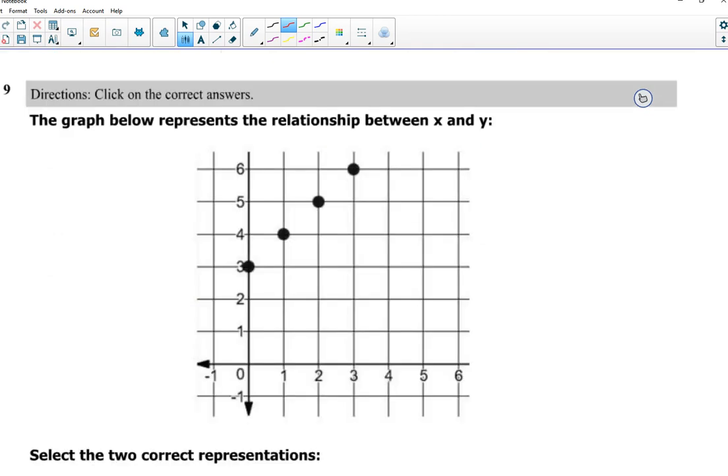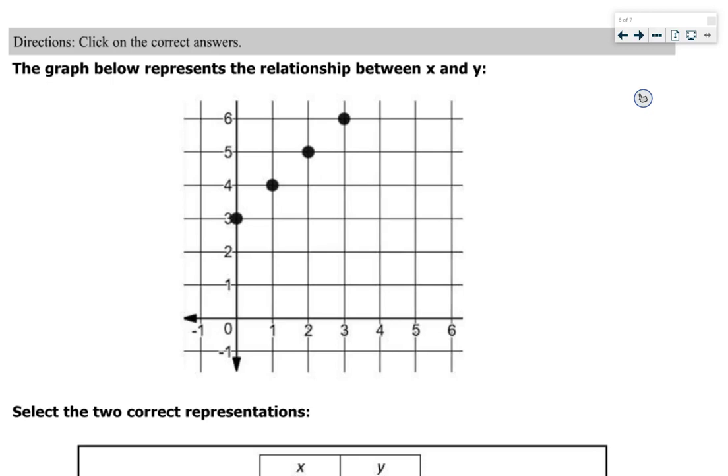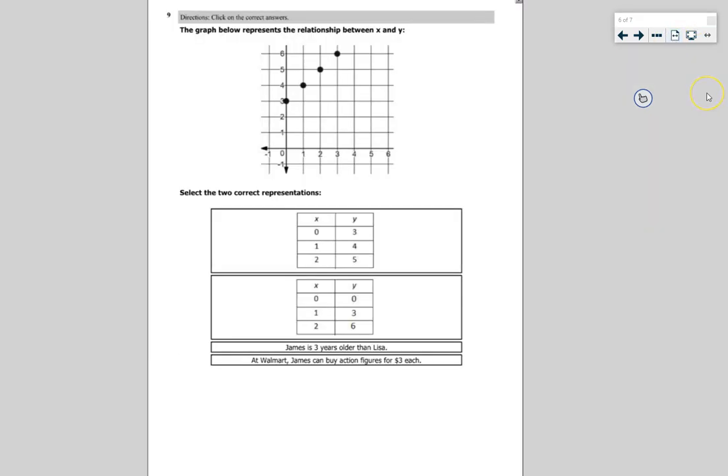Number 9. So this one, I'm gonna see if I can. I think it's this. Oh, it's not gonna let me. I think if I go here, yeah, there we go. So now we can look at the whole thing.